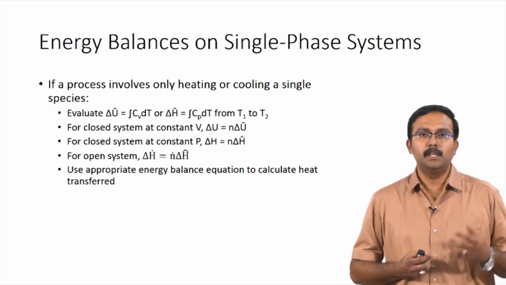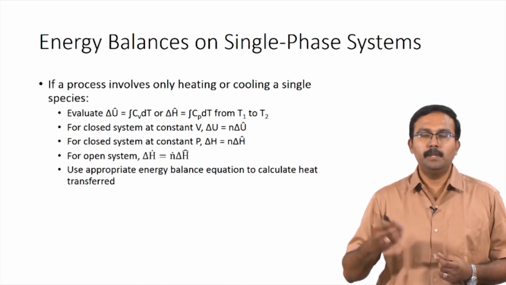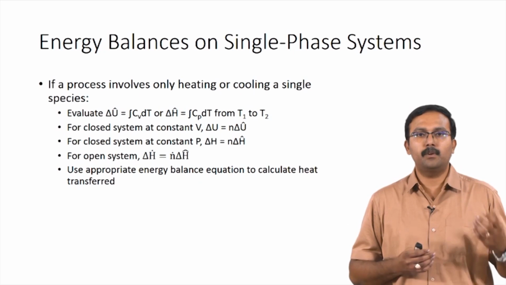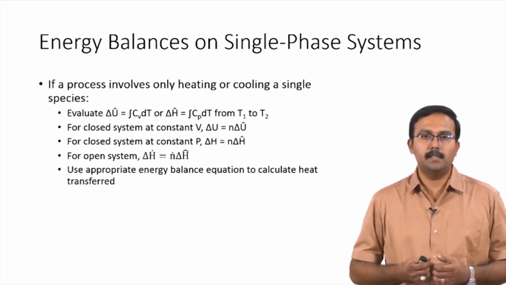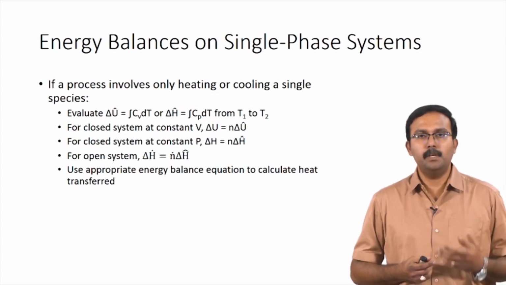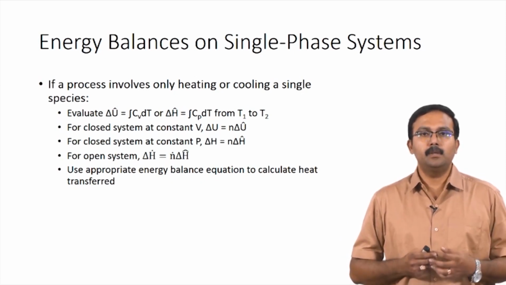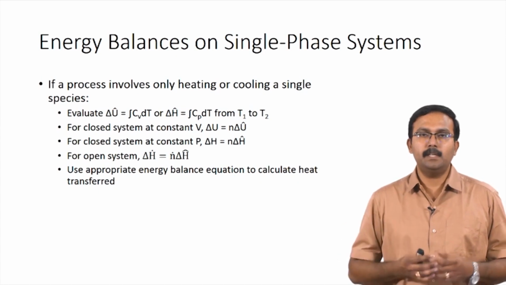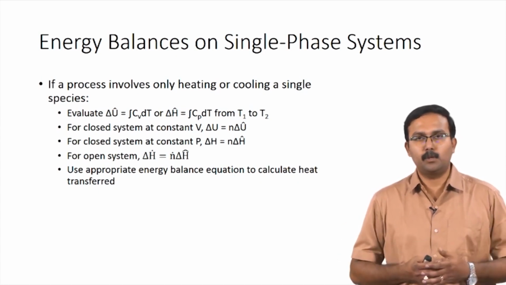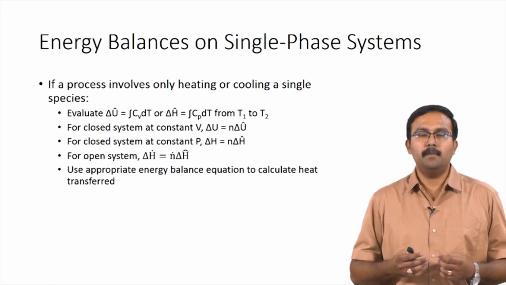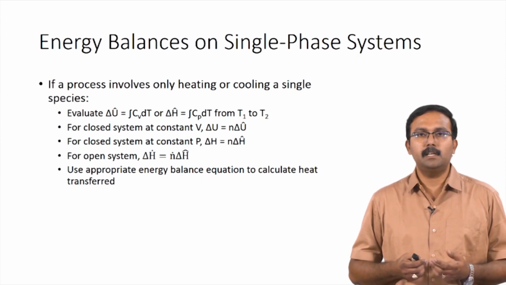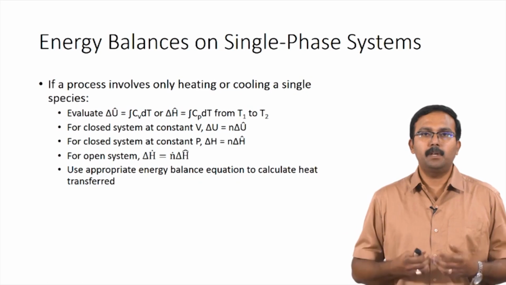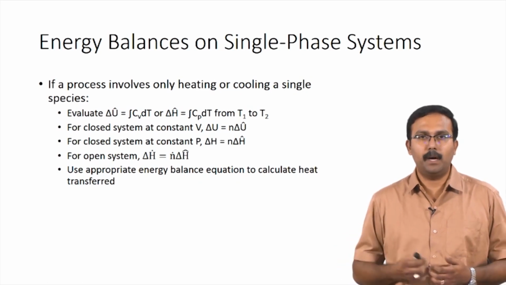For closed systems, at constant volume you would be using delta U, and for closed systems at constant pressure you would be using delta H for performing energy balances. For open systems you would always use delta H dot. So, using the appropriate energy balance equation depending on whether the system is open or closed, you would be able to perform all the required calculations. Calculating kinetic energy and potential energy would be done based on the formulas which we already know, and shaft work would have to be accounted for if there are moving parts.